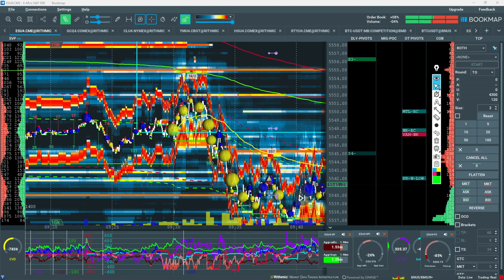Today is the 24th of July, 2024. It's 1:45 p.m. Eastern Time, and I'm gonna do a trade recap here on ES using Bookmap.